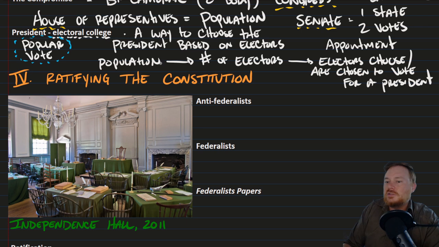So it's not direct democracy in the sense that people are voting for the president. It's that the population determines how many electors each state gets. And then, especially in the early period of American history, a lot of this has changed since then, those electors could pretty much choose whoever they wanted. They weren't necessarily bound by the popular vote.